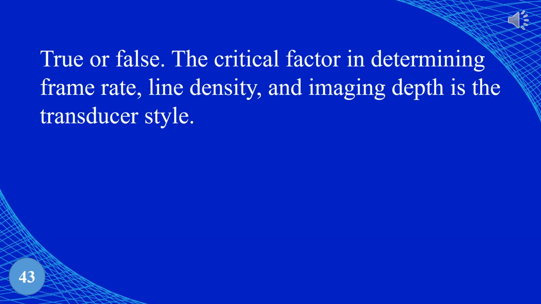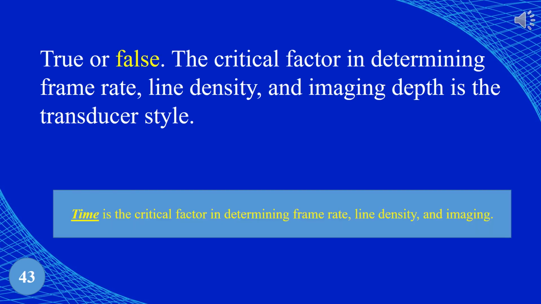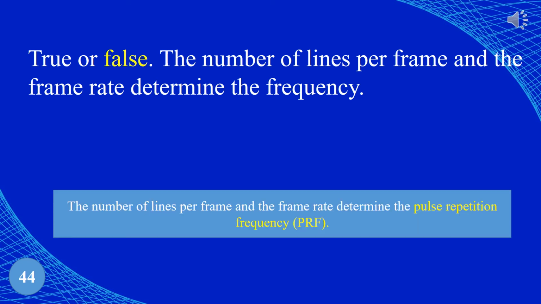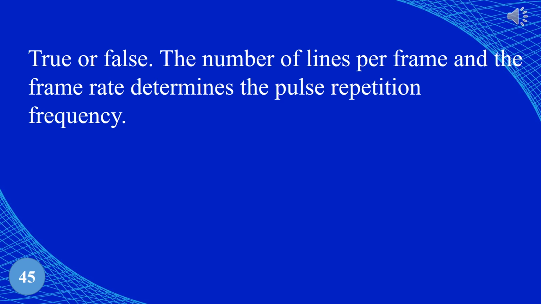True or false? The critical factor in determining frame rate, line density, and imaging depth is the transducer style. The answer is false. Time is the critical factor in determining frame rate, line density, and imaging depth. True or false? The number of lines per frame and the frame rate determines the frequency. The answer is false. The number of lines per frame and the frame rate determines the pulse repetition frequency, PRF. True or false? The number of lines per frame and the frame rate determines the pulse repetition frequency? True.